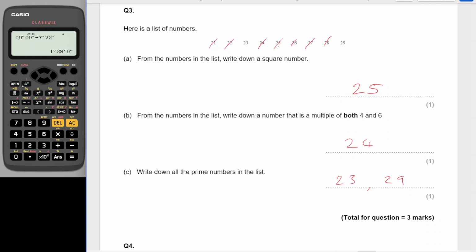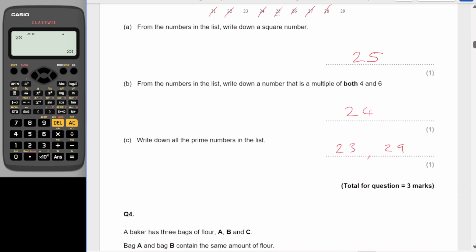I can check that they're prime numbers by using the factor button on our calculator. So for example, if I'd gone 25, I go shift fact, which says that's 5 squared, so it breaks down into its prime factors. So 23, shift fact. That tells us it's a prime number. We could do the same for 29.